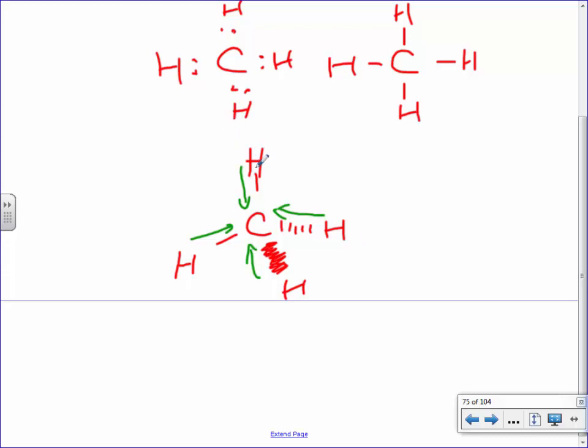Like, this one's pushing down, but in a way, this one and this one and this one are all partially pushing up. And this one's pushing right, but this guy's pushing left to make up for it, right? So everybody has a doppelganger on the opposite side that's pushing the other way. So at the end of the day, this is a non-polar tetrahedral shape. And because of that, there is no polarity to it.